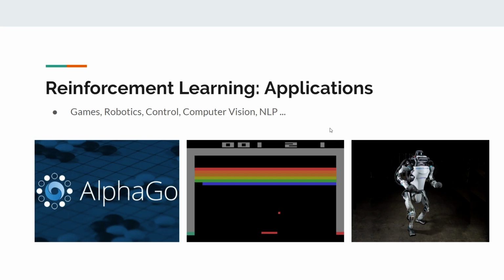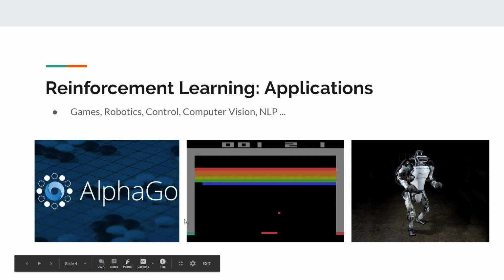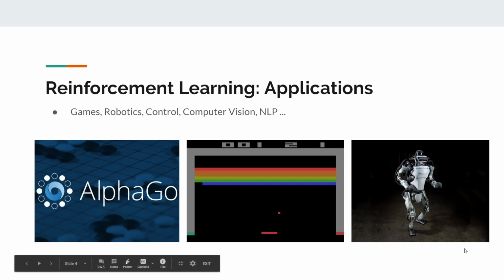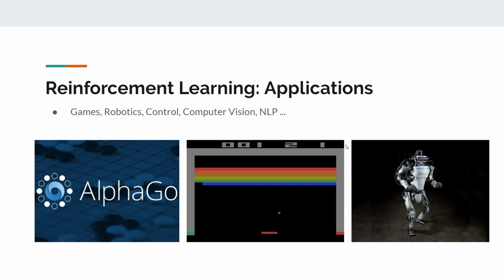You may have heard about a lot of applications of reinforcement learning. It has applications in many areas. AlphaGo learns to beat the best human master at the game of Go, and it can also teach a machine agent to play Atari games like Breakout. Reinforcement learning is also used in robotics, where we control the movement of the robots.